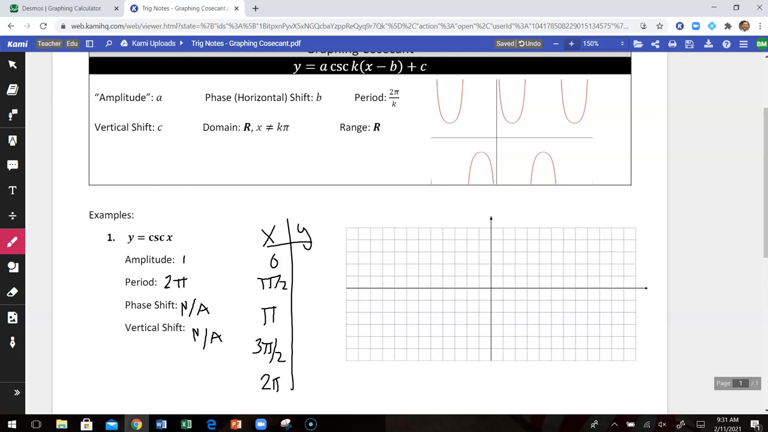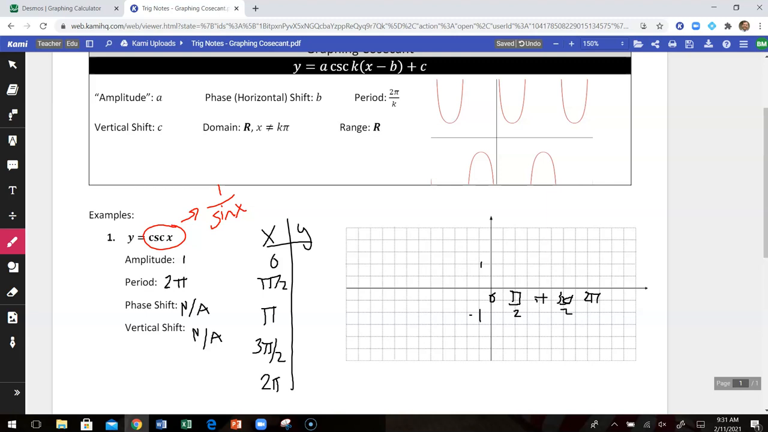So just like with secant, where we thought about graphing the cosine function, with cosecant, we're actually going to think about graphing the sine function. So let me label these out really quickly: 0, pi over 2, pi, 3 pi over 2, and 2 pi. And then on the y-axis, I'm going to go 1 and negative 1. Because cosecant is the reciprocal of sine, I am going to go ahead and graph this as if it were a sine function.